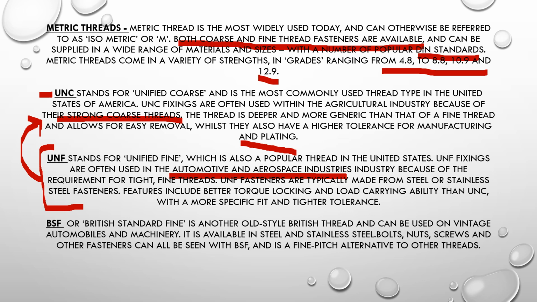BSF, or British Standard Fine, is another old-style British thread and can be used on vintage automobiles and machinery. It is available on steel and stainless steel bolts, nuts, screws, and other fasteners. So this is one of the older ones. But the metric standard, UNC standard, and UNF standard, you will find all these three very popular nowadays in industry.